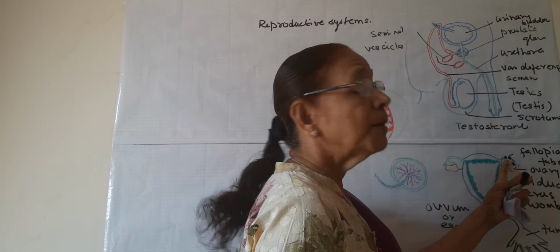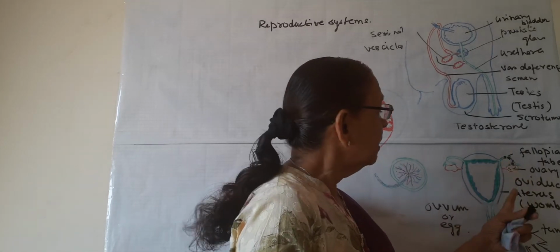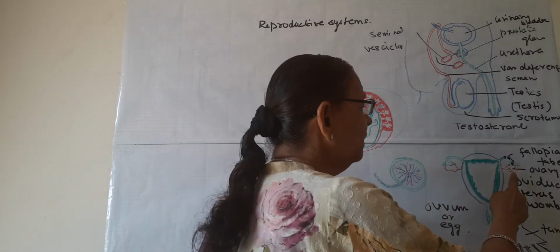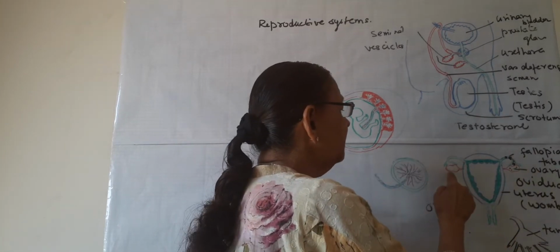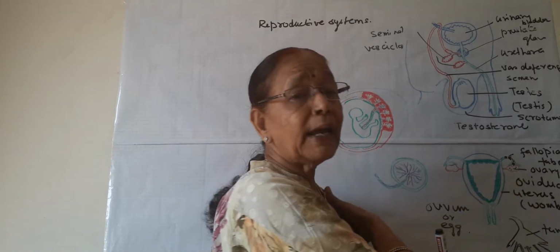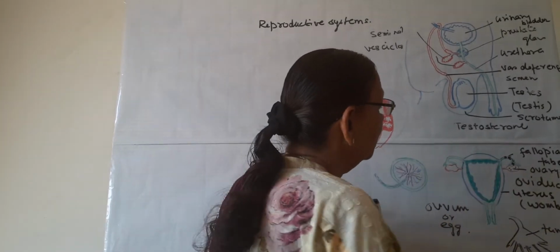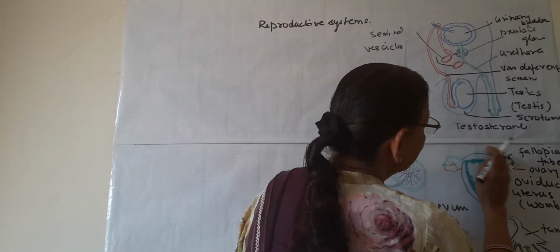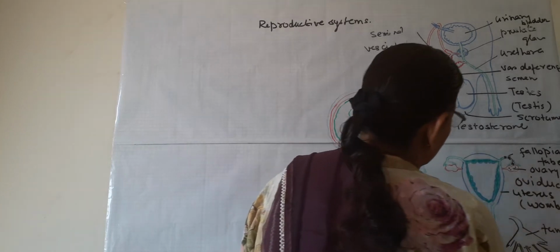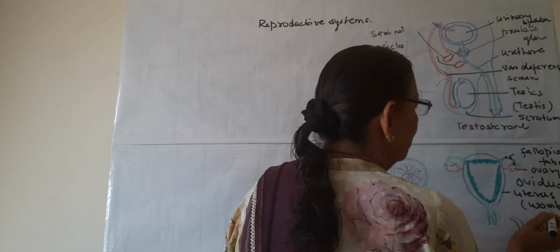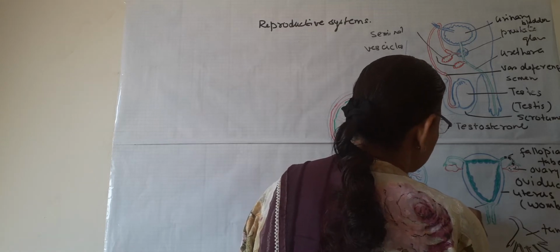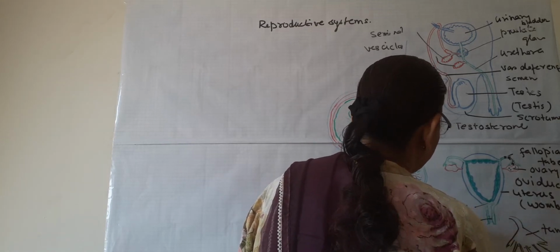Now the egg comes inside the oviduct once it is released by the ovary. One month, one egg is released. The next month, the next egg will be released by the other ovary. Once this egg comes into the oviduct, what happens? What are the other structures of this female reproductive system? This is the triangular part. I have written already, uterus or womb. This is the cervix, and this is the vagina.